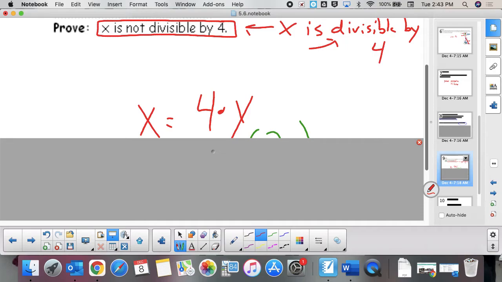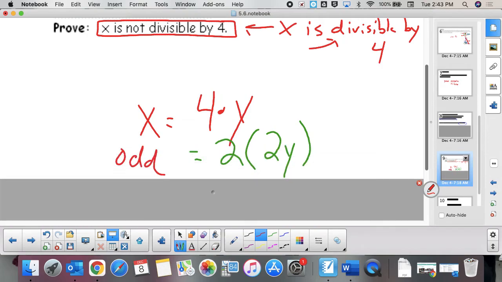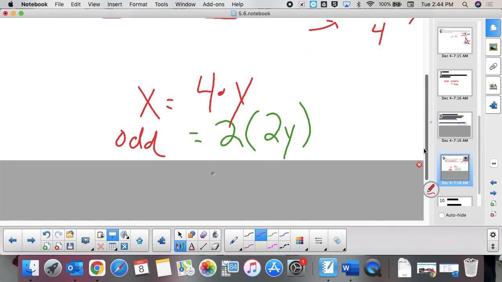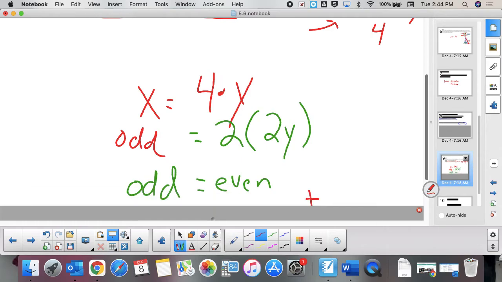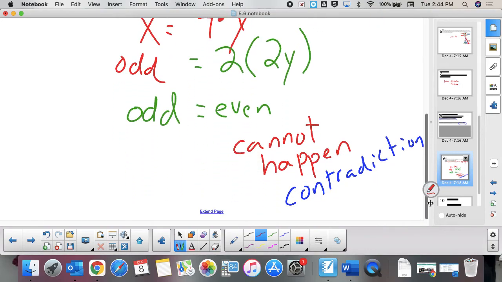Well, if it's 4 times something, that means it's going to have a factor of 2 in it. So I can pull a 2 out of that 4y. So I get 2 times 2y. But it is given that x was an odd number. On the left-hand side here, I have an odd number. On the right-hand side, it has a factor of 2. The only numbers that have factors of 2 are even numbers. So right now, I have an odd number equaling an even number. Can that ever happen? And your answer is no. There is your contradiction. That is what it means to reason until you get a contradiction.